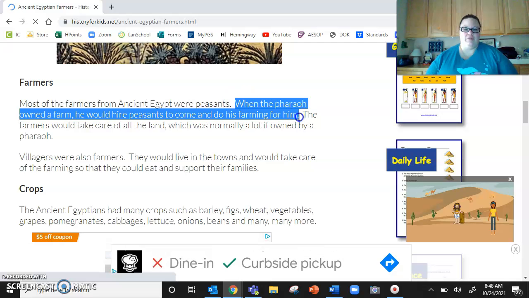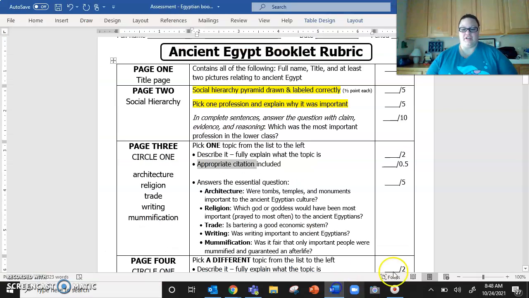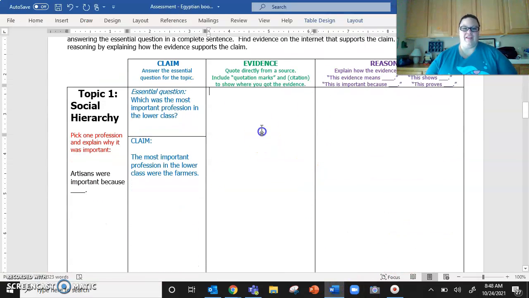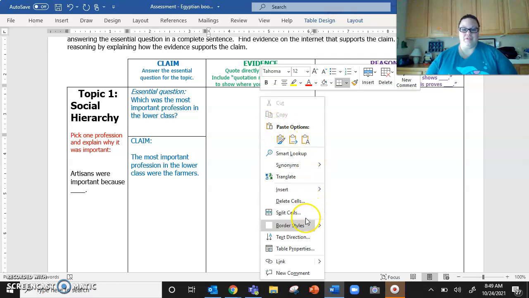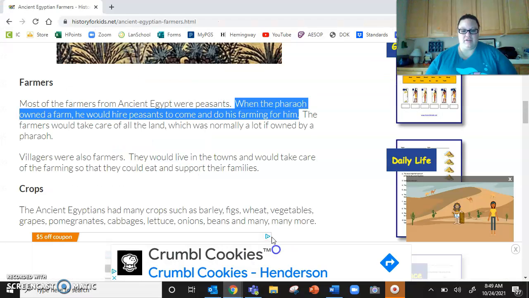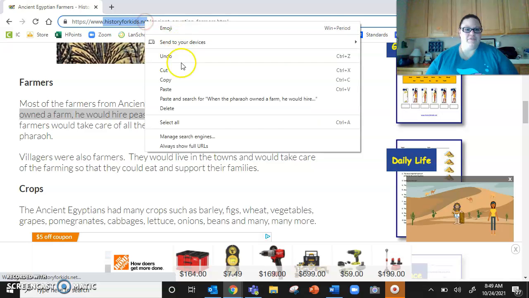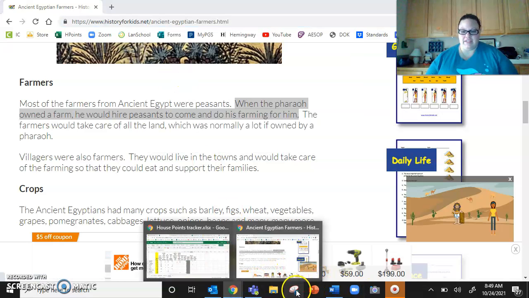I like that. The one talking about the pharaoh. Because if the king of the entire civilization thought they were important, then I think they're pretty darn important too. So I'm going to go ahead and paste that. Am I done? I've quoted directly from a source. I need my quotation marks and my citation. That's right. Okay, so at the beginning and at the end, and then my citation, I'm just going to do historyforkids.net. Make my life a little bit easy.